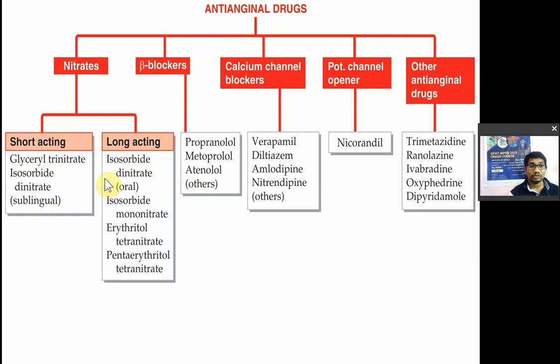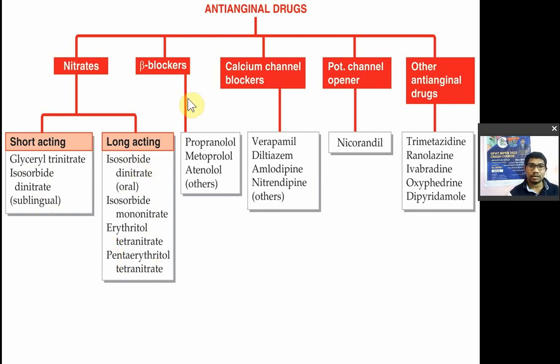This was also a question in GPAT. Long acting nitroglycerin derivatives: isosorbide dinitrate, isosorbide mononitrate, erythrityl tetranitrate, pentaerythritol tetranitrate. These are the long acting nitrates. You have to remember. Okay.